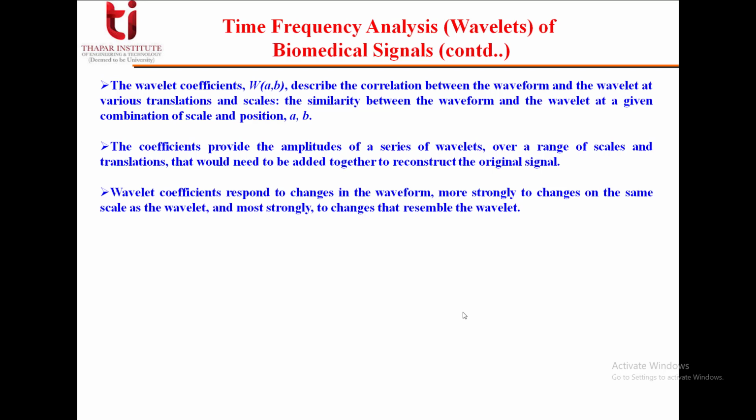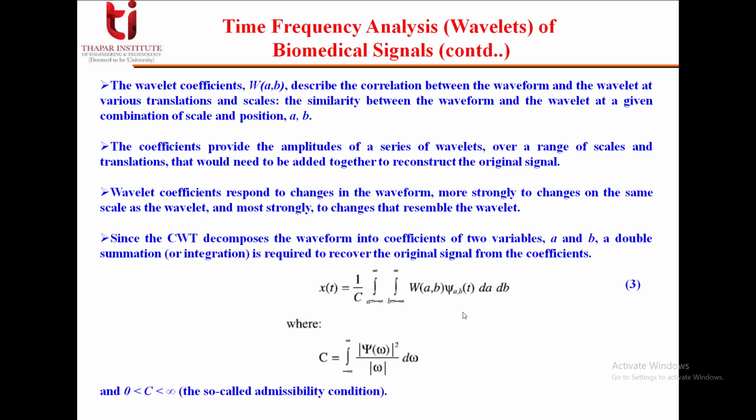Wavelet coefficients correspond to changes in the waveform, most strongly to changes on the same scale as the wavelet, and most strongly to changes that resemble the wavelet. Since the continuous wavelet transform decomposes the waveform into coefficients of two variables, a and b, a double summation or integration is required to recover the original signal from the coefficients, because now we have two variables a and b.